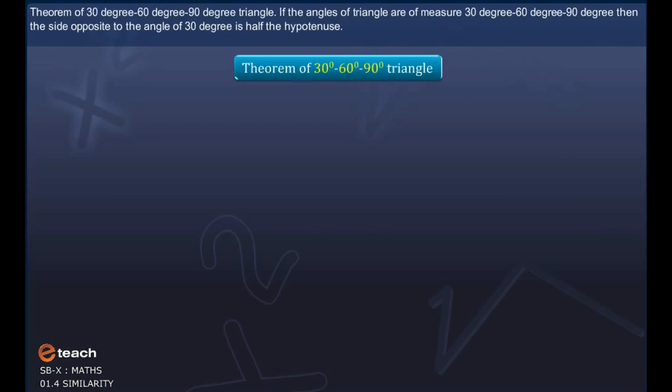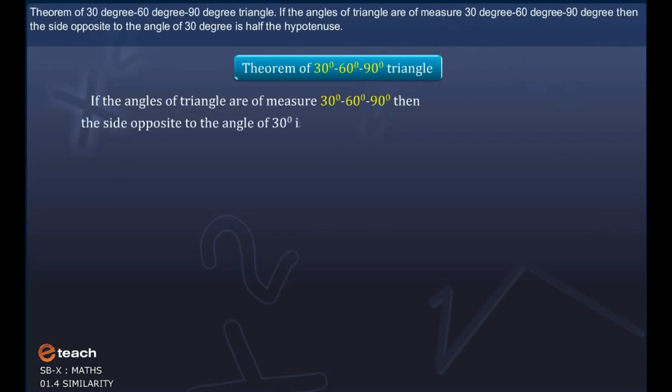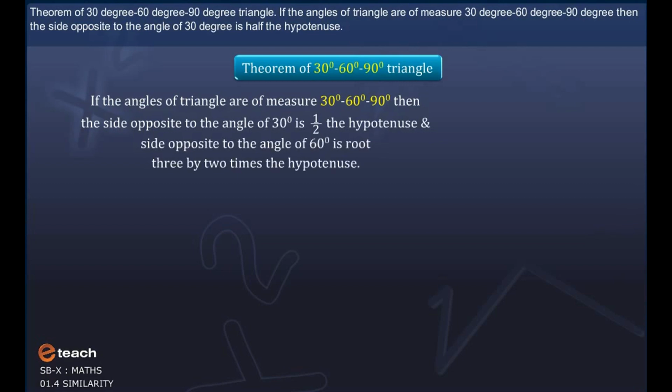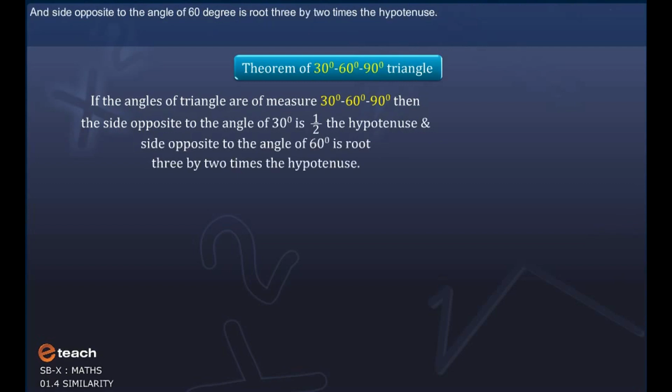Theorem of 30, 60, 90 degree triangle. If the angles of a triangle are of measure 30 degree, 60 degree, 90 degree, then the side opposite to the angle of 30 degree is half the hypotenuse and the side opposite to the angle of 60 degree is root 3 by 2 times the hypotenuse.